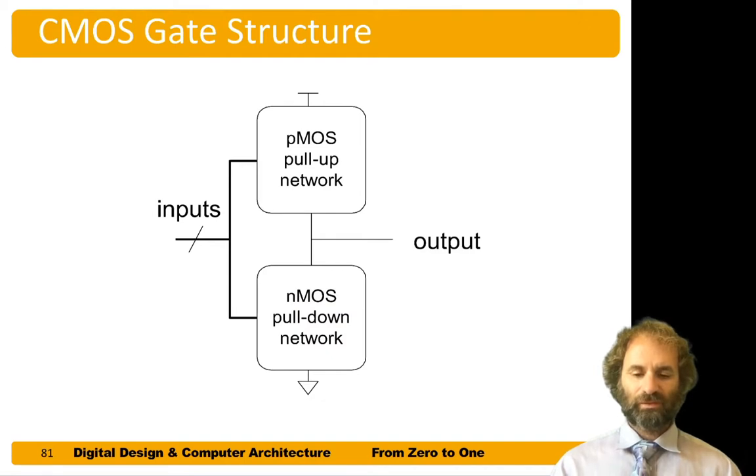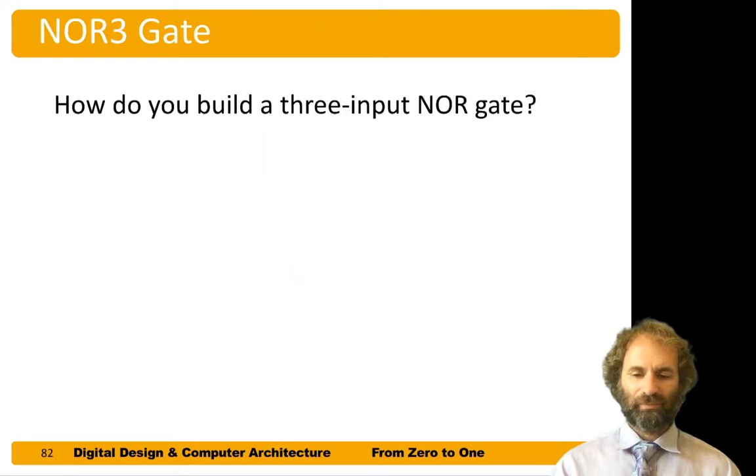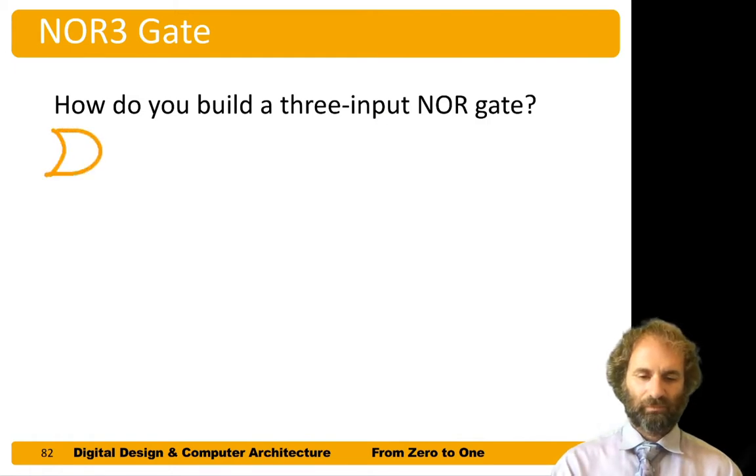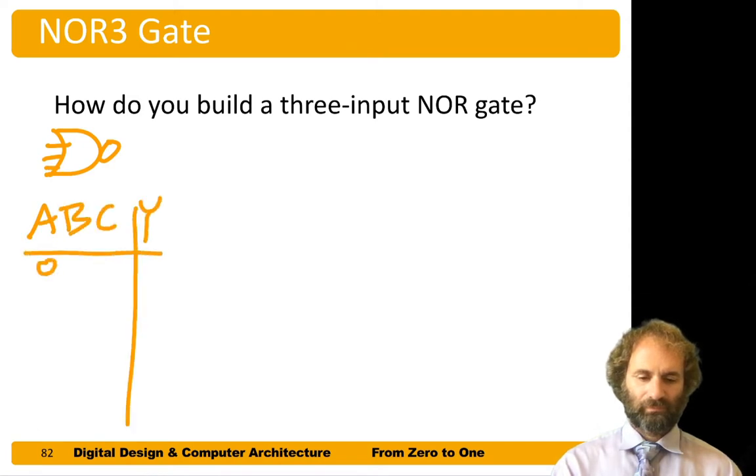So in general, we build logic gates with a network of NMOS transistors between the output and ground, a network of PMOS between the output and power. Suppose we wanted to build a 3-input NOR gate. A NOR produces a true output only when all of the inputs are low.